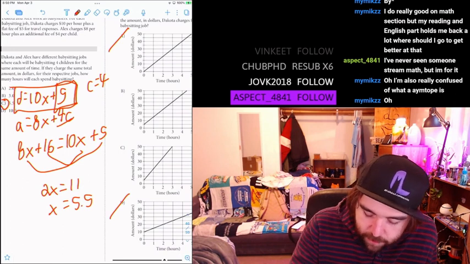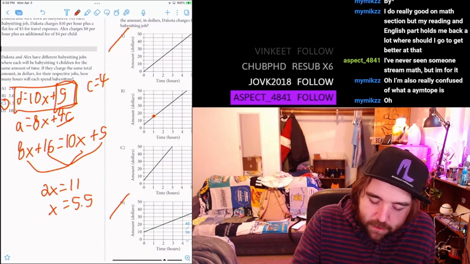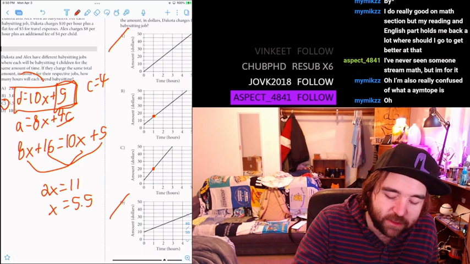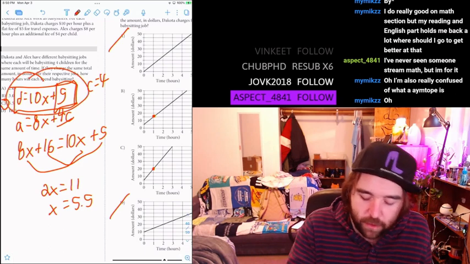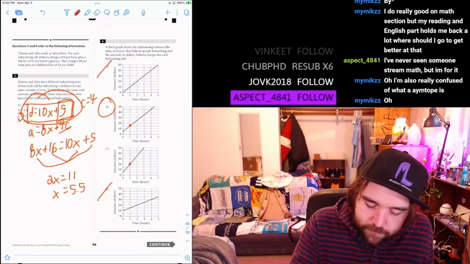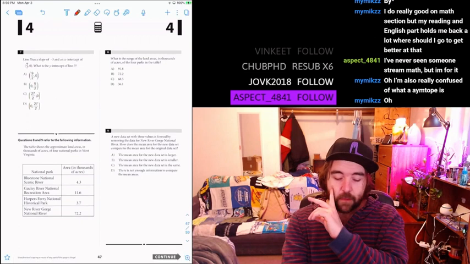And then let's just look at a point. So let's say on this graph, when we plug in 1, we get 15. On this graph, when we plug in 1, we get 20. And you can see in our equation, when we plug in 1, we should get 15. So that means it should be B. Very cool, very cool. Okay.